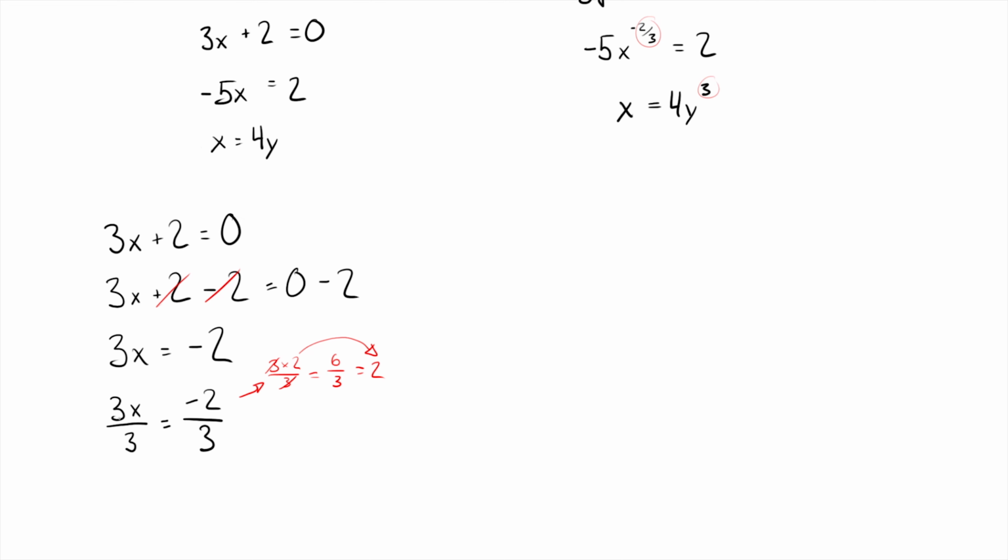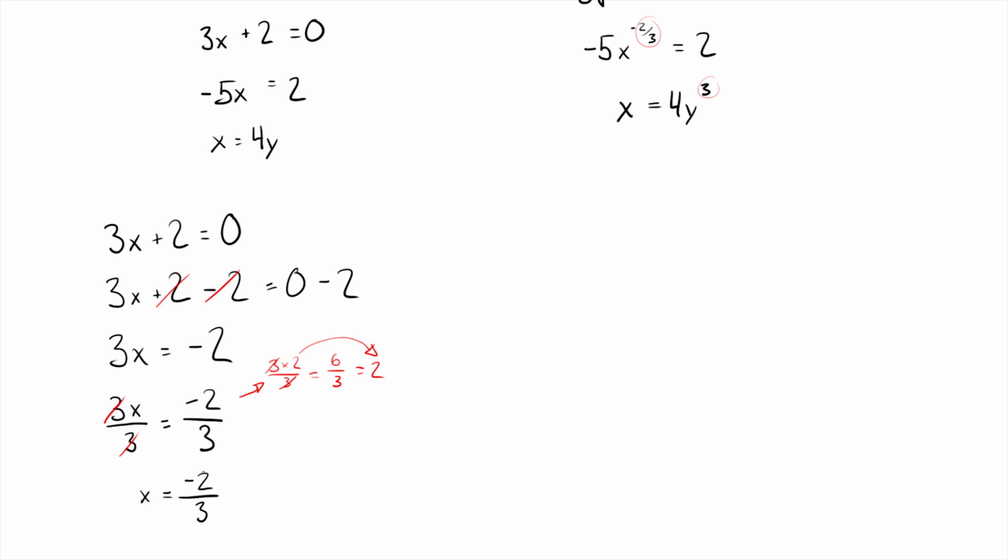And same thing we can do here. This 3 and the 3 in the denominator are going to cancel each other out, and I'm going to be left with just x. And on the right-hand side, well, I'm going to be left with negative 2 over 3. I'm going to leave it as a fraction. I don't want decimals, so I'll leave it as a fraction. But that's my answer. At the end of the day, I get x equals negative 2 over 3.